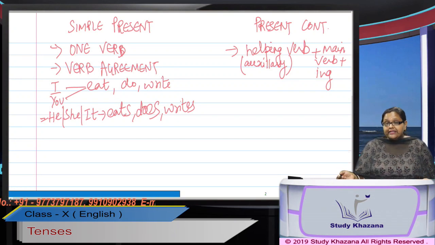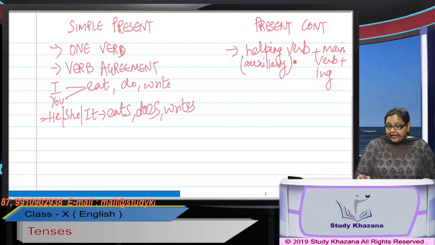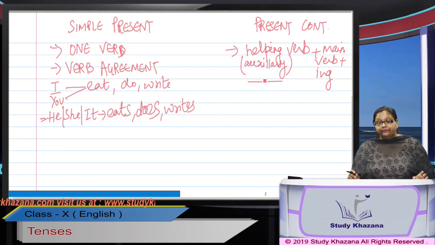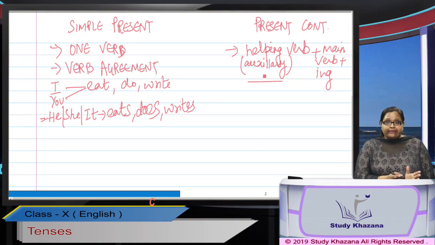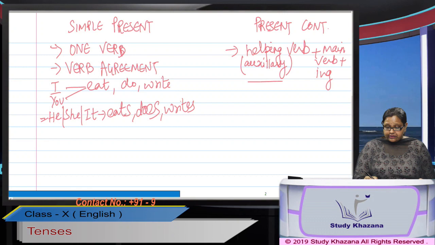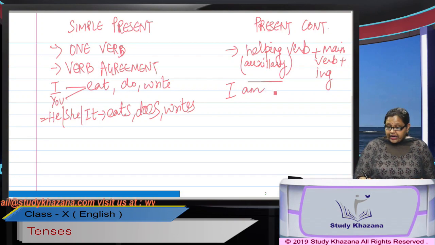Now coming back to present continuous tense, as earlier I told you that present continuous tense is made up of two verbs. The first one is the auxiliary, the second one is the main verb. So I will take the same verbs and the same subjects. So if I use the verb eat, for example, the helping verb for I is am. So I will say I am eating.